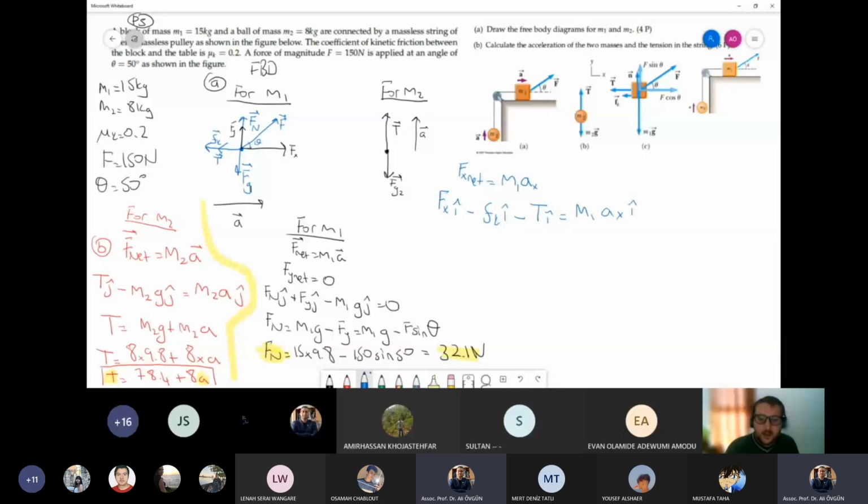How can you solve it? How many unknowns? Fx is F cosine theta i hat. Fk, how can you calculate Fk? Fk is equal to F normal times mu k. And F normal, we know, 32.1. Mu k is 0.2. So Fk will be equal to 6.42 Newton. Okay, so you know Fk and you know them. So let's put the values.